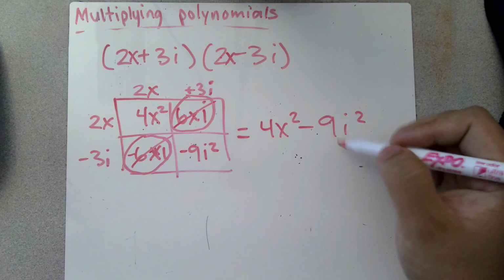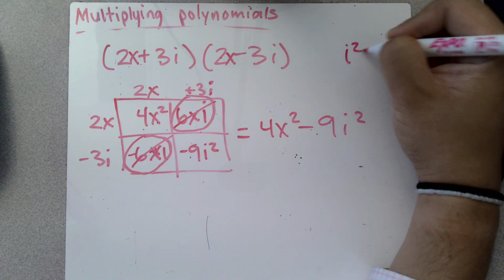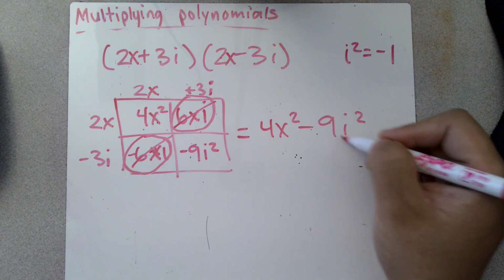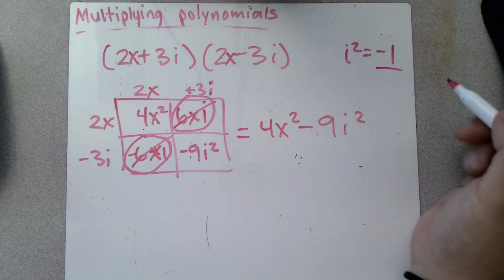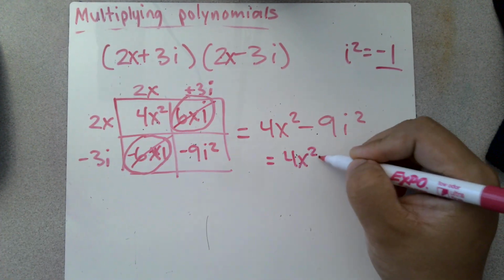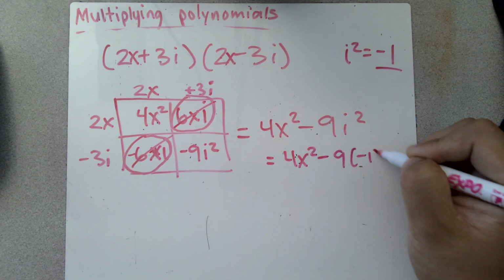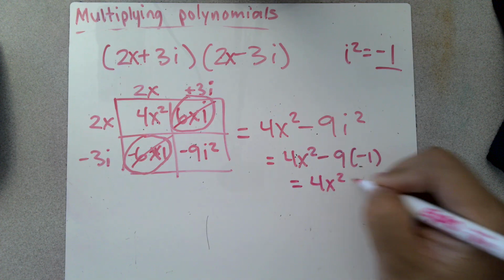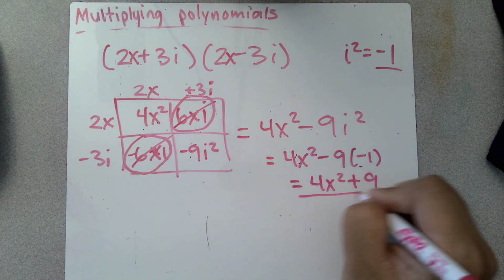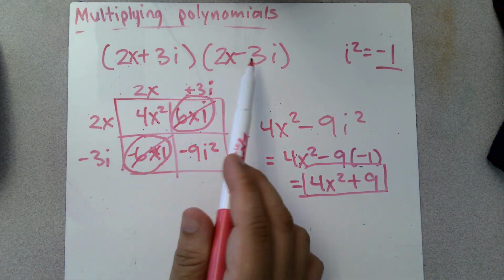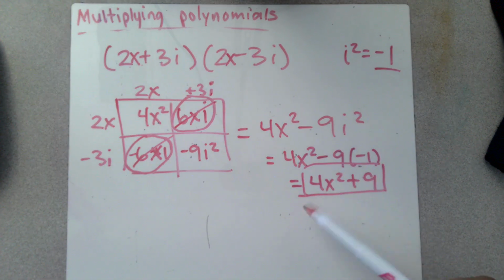And here's where the idea of i squared is negative 1 comes in. Anytime you see i squared, you substitute negative 1. So this becomes 4x squared minus 9 times negative 1. That is just 4x squared plus 9. So it started off with i's, now no longer has any i's.